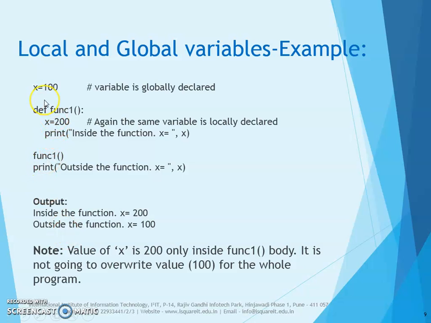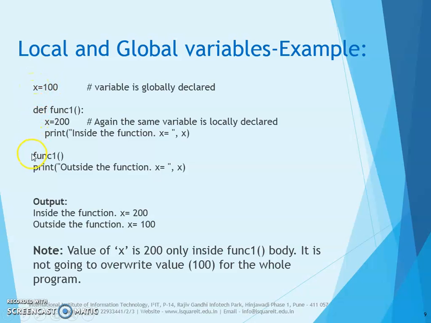Now, one more example on local and global variables. X is assigned globally the value 100. In the function definition, we are assigning x to 200 and displaying "inside the function x is equal to". And then we are calling and printing "outside the function x is equal to". So we'll see how this program will be executed now. It will start with the first line, x equal to 100. So 100 is assigned to variable x.